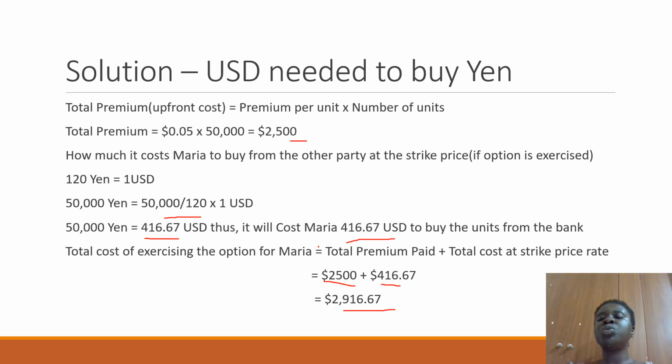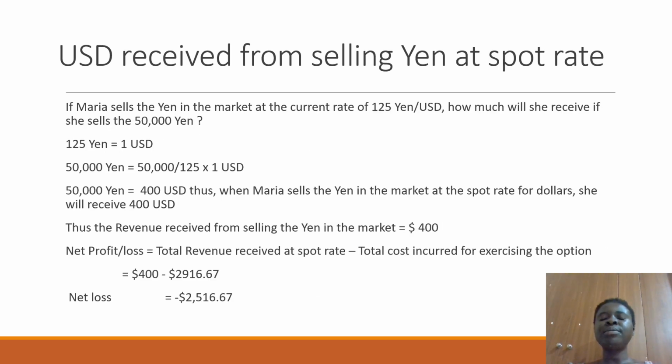So now let's go to selling in the market. Okay, so now she's going to sell. She has gotten the 50,000 yen, and she's going to sell the 50,000 yen in the market to receive back USD. We want to understand how much she's going to receive if she's selling the 50,000.